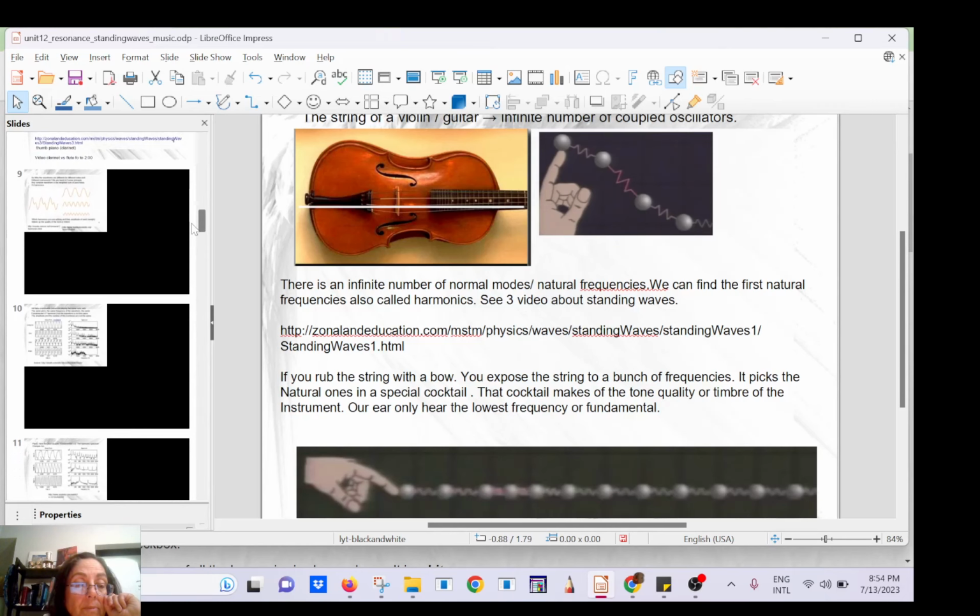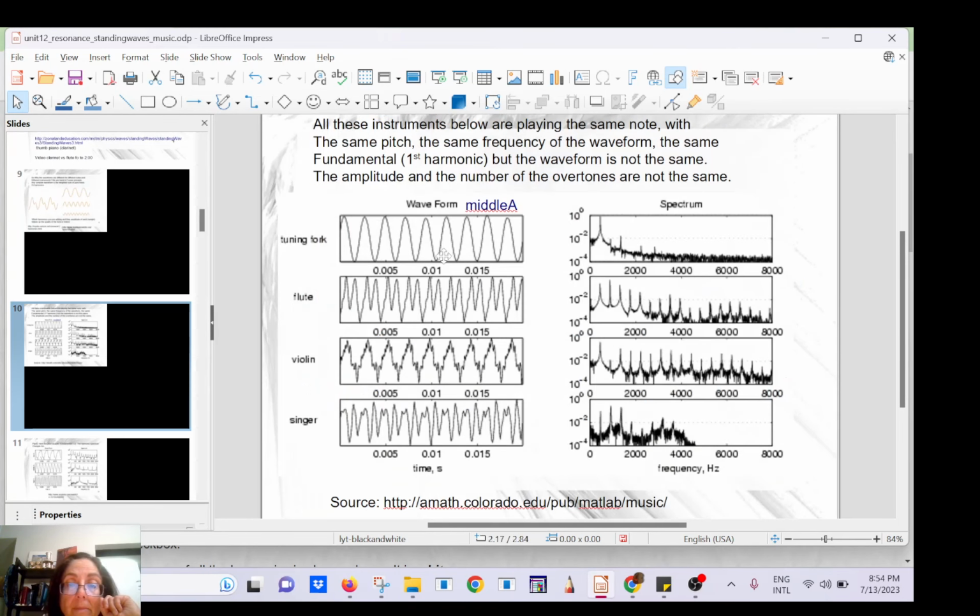If you play the same note, that's middle A, you can detect if it's a tuning fork, a flute, a violin, or a singer, because even though it's the same note, you see how much of each harmonic will be different for each instrument. A tuning fork is going to be very boring, because it will only keep the first harmonic, the fundamental, the first natural frequency.